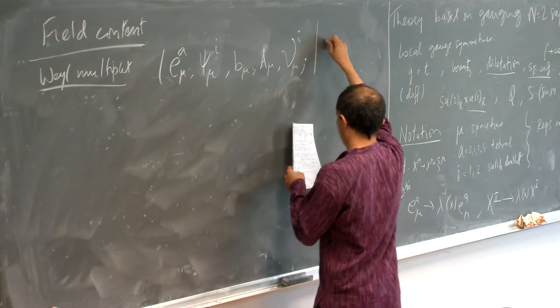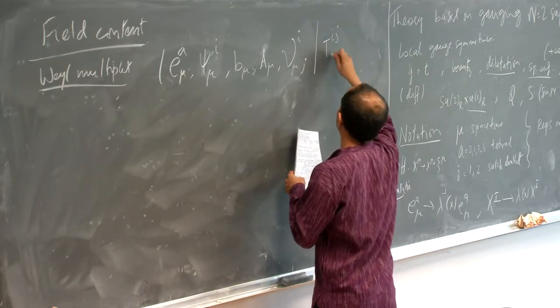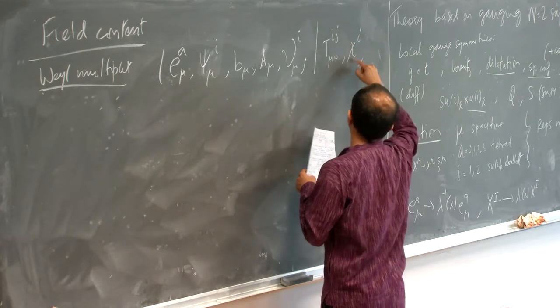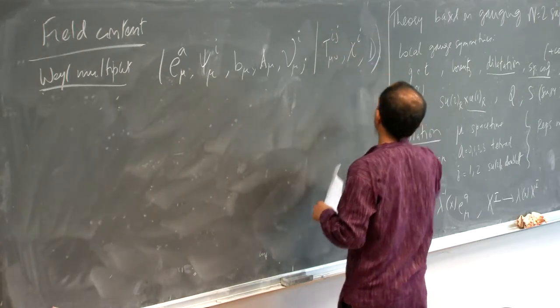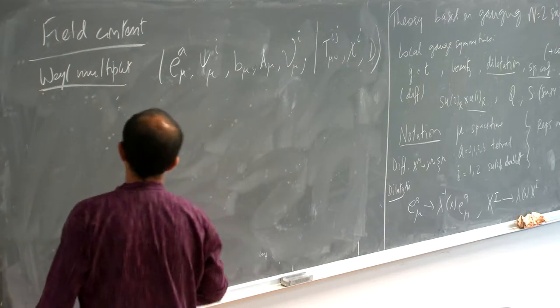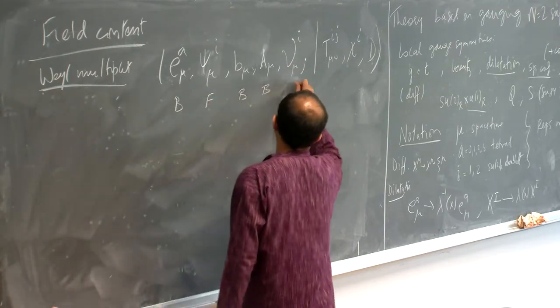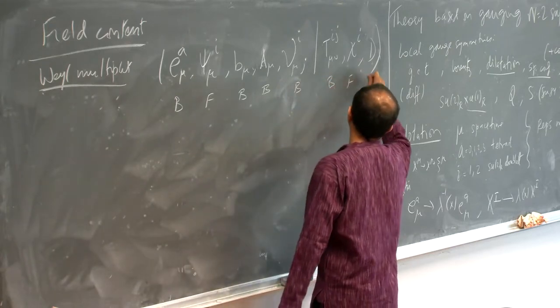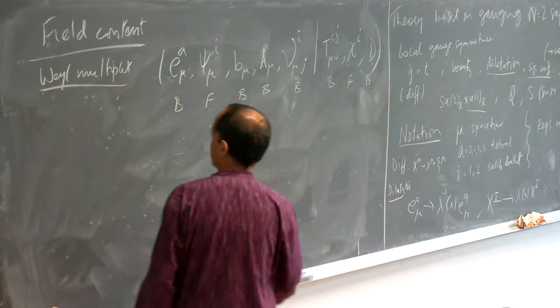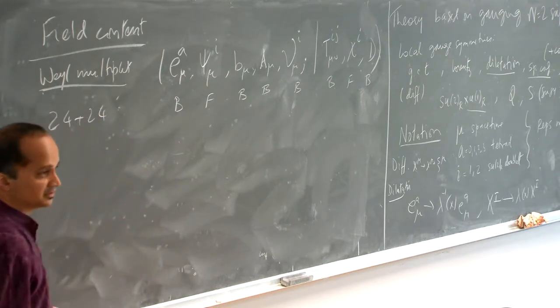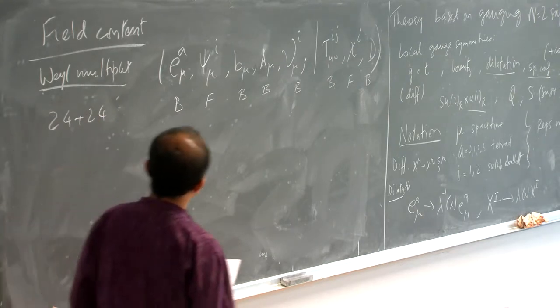And then there are auxiliary fields, which are T_ij mu nu, and another fermion, chi^I, and a field called D, which is a scalar. So this is a boson, this is a fermion, boson, boson, boson, boson, fermion, and boson. And overall, there are 24 plus 24 off-shell degrees of freedom. Okay.